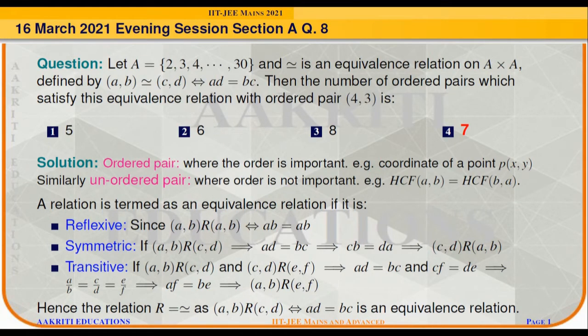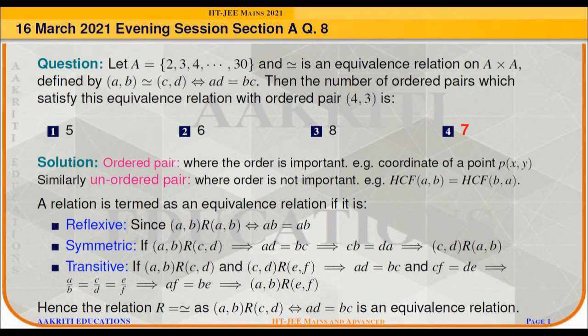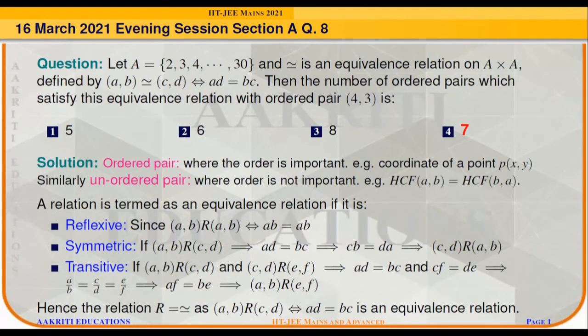In this video, we will discuss question number 8 of section A asked in the mains paper held in the evening of 16th March 2021. The question says, let capital A be the set of all the natural numbers from 2 to 30 and an equivalence relation on A cross A is defined by: if ordered pair A comma B is related with ordered pair C comma D, then AD is equal to BC and vice versa. Then we need to find the number of ordered pairs which satisfy this equivalence relation with ordered pair 4 comma 3.